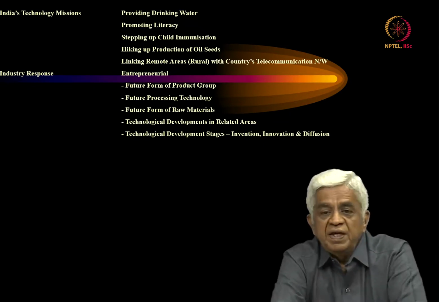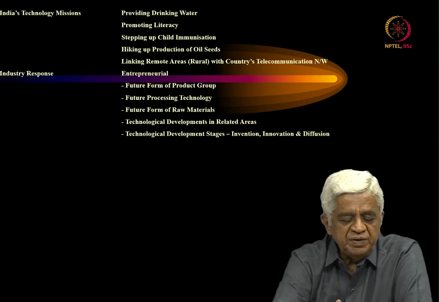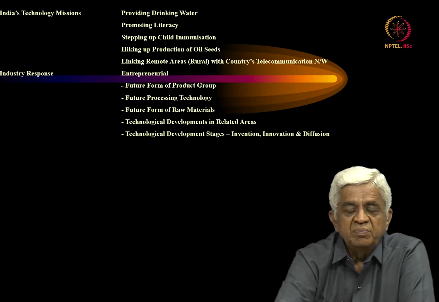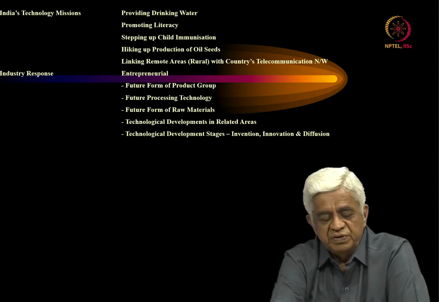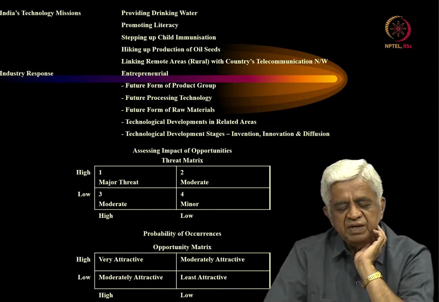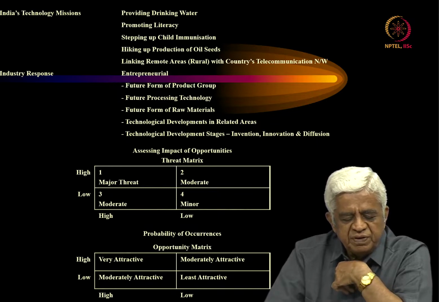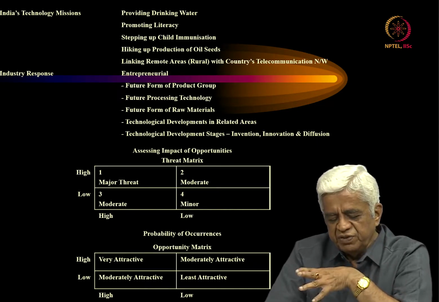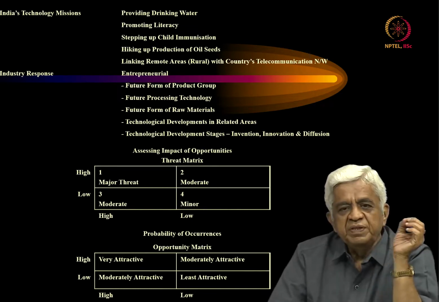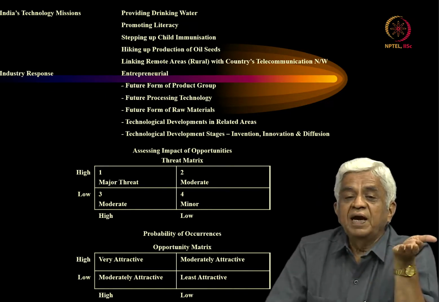Okay. So, this is what is characterizing the Indian setup, but what is the type of response from the industry? The industry is also proactive. So, the product or the product group coming from the industry is undergoing changes. So, the future form of product group, future processing technology, future form of raw materials, technological developments in related areas, technological development stages, invention, innovation and diffusion, all this is characterizing the present day setup in the Indian context. So, it is the private players who are extremely active, kindly note that.